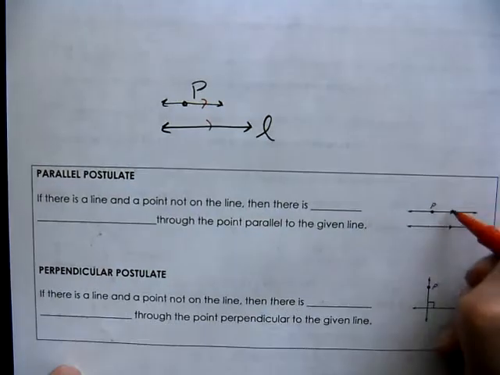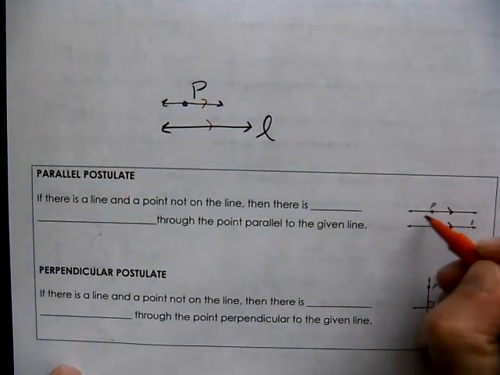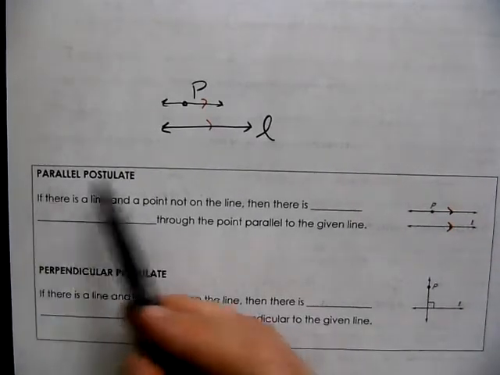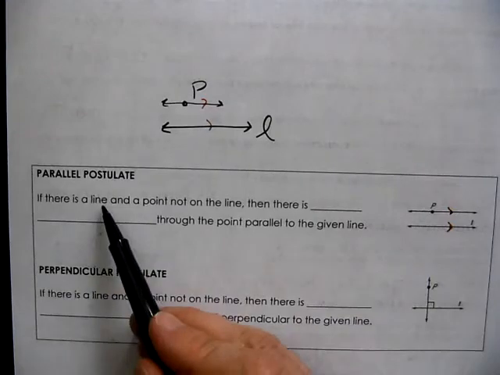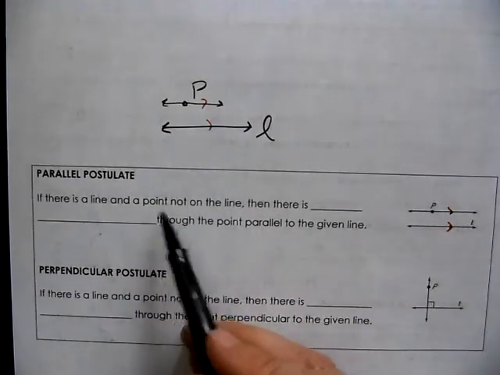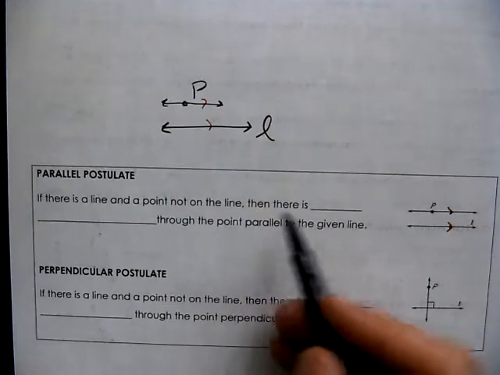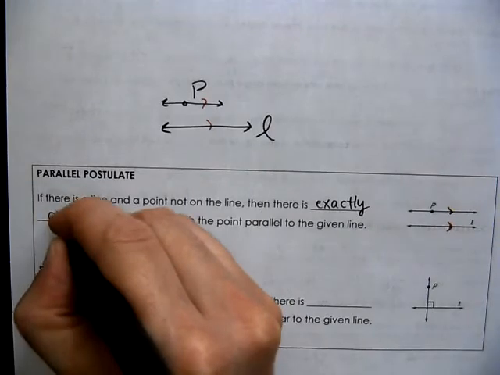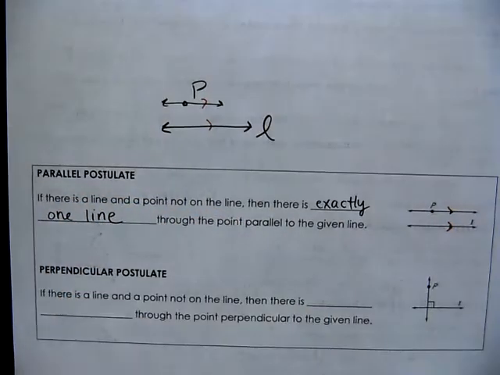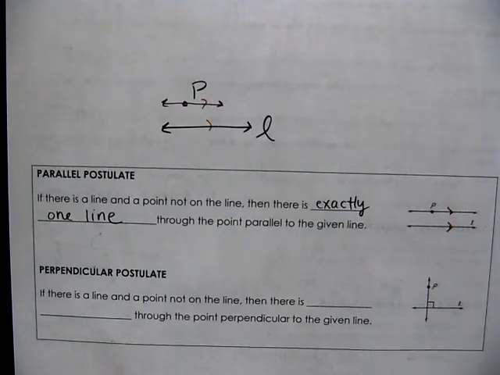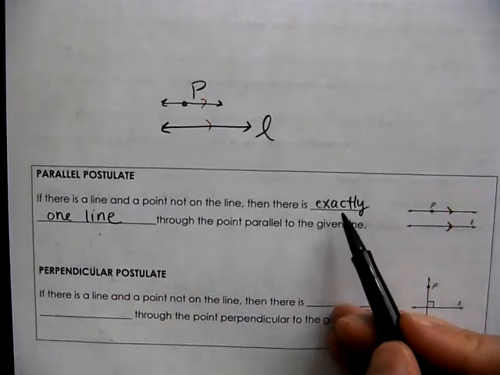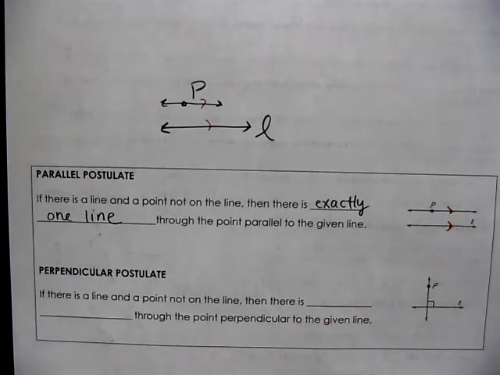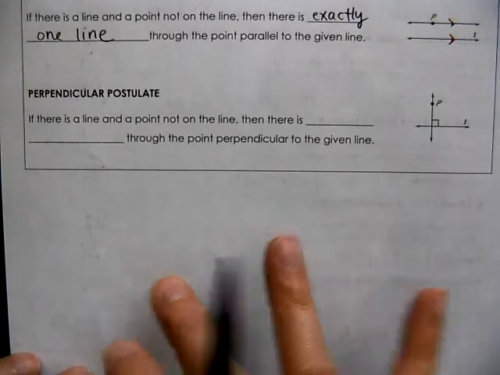And that's what you see here in the diagram. They're giving you the end result. They're saying there's only one possible line through a point that could be parallel to a given line. That's the parallel postulate. If there's a line and a point not on the line, then there is exactly one line. Exactly one line through the point parallel to the given line. So we say exactly one line, meaning no more, no less, and it is in fact required that we have precisely one line.